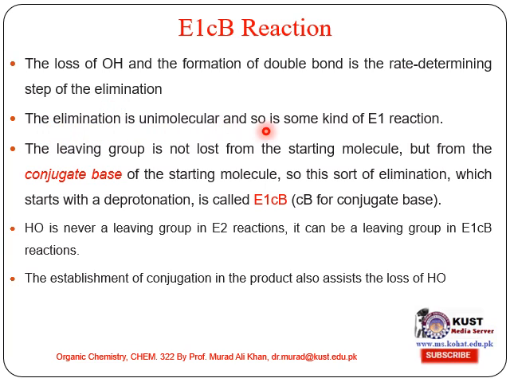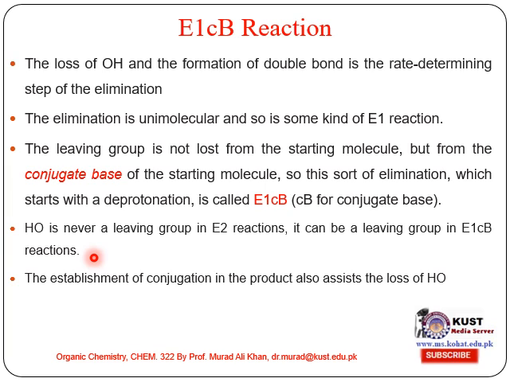The elimination is unimolecular and so is some kind of E1 reaction. The leaving group is not lost from the starting molecule but from the conjugate base of the starting molecule. So this sort of elimination, which starts with a deprotonation, is called E1cB. CB stands for conjugate base because the leaving group is lost from the conjugate base. So this is why it's called E1cB reaction.